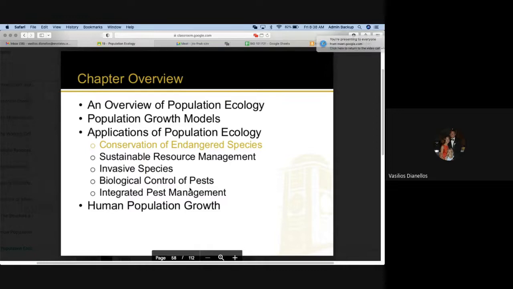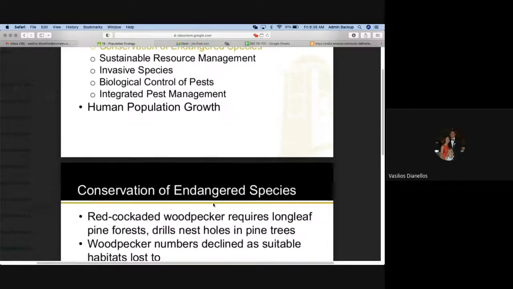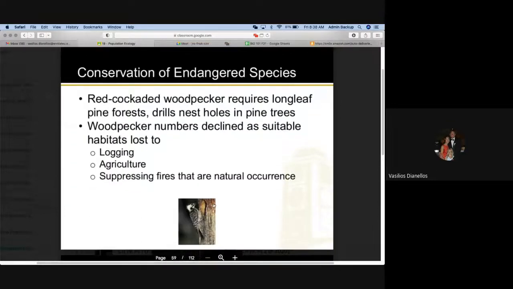Here we go. Now we're actually getting into it. We're going to talk about the applications of population ecology. What's the first one we're going to talk about? We're going to talk about the conservation of endangered species. And this is a very simple concept. You're probably already familiar with this. Growing up, you see commercials and you read things and you hear things about endangered species. You're probably very familiar with the general concept.